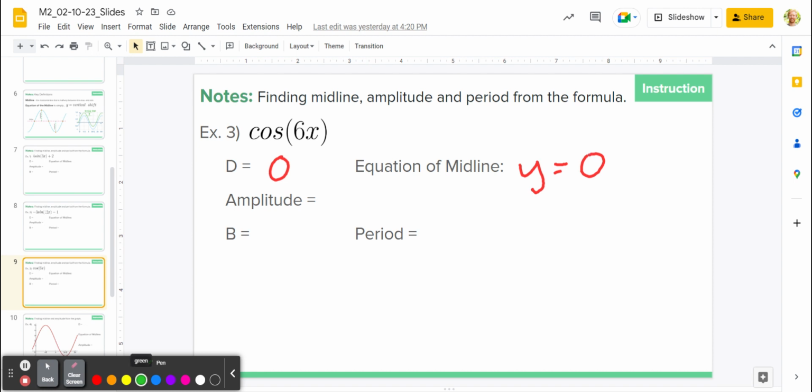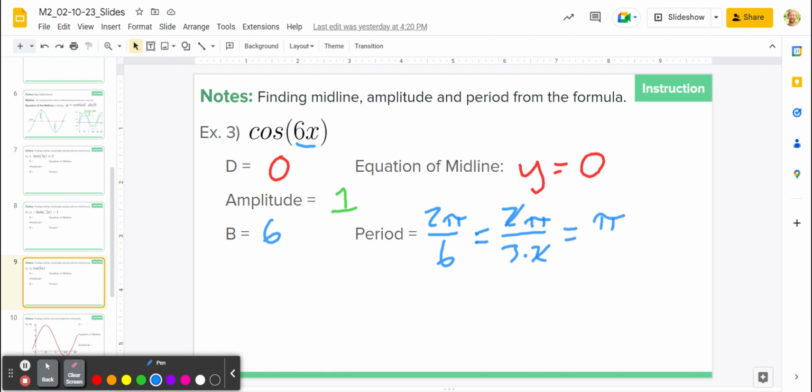So we continue on with our amplitude. Yesterday, we learned that if we don't have a number out in front of the cosine, since it's multiplying with the cosine, it's going to have an amplitude of 1. That b variable is going to be 6, and that makes our formula 2 pi over 6 to calculate the period. We can expand that out, get 2 pi over 3 times 2. Got the 2's we can cross off, and we'll get pi over 3 as our period.